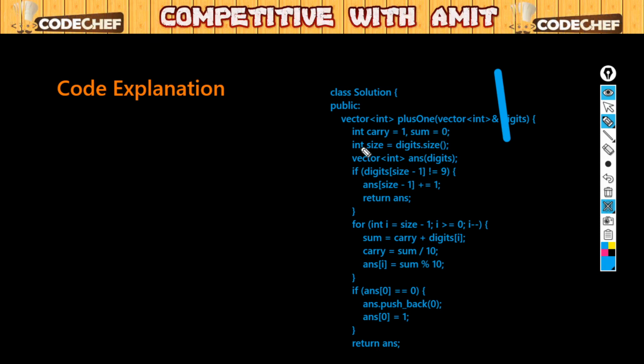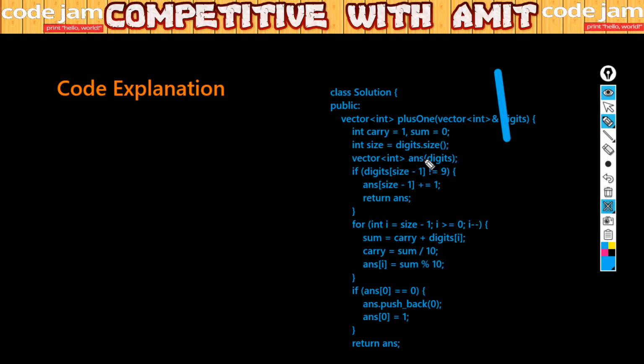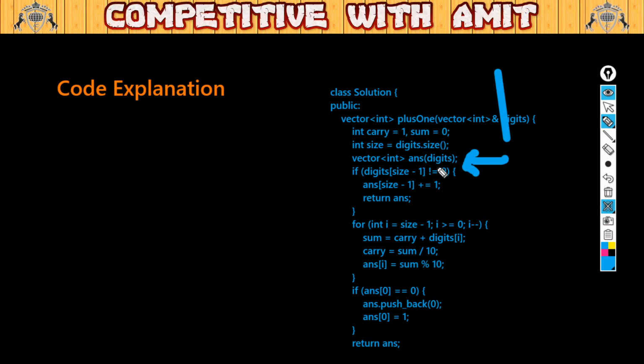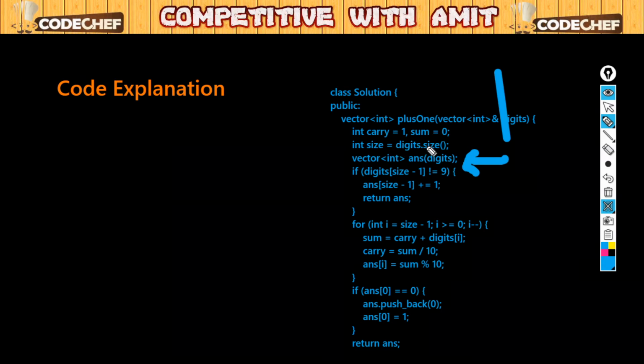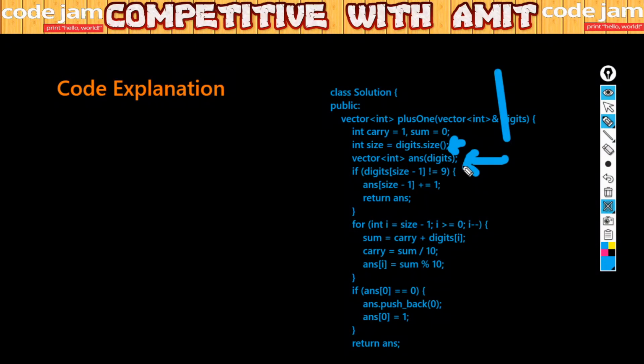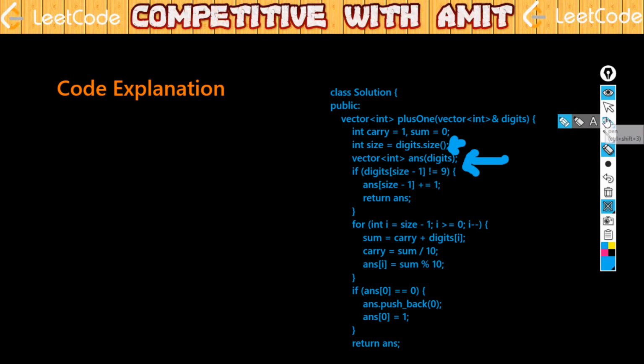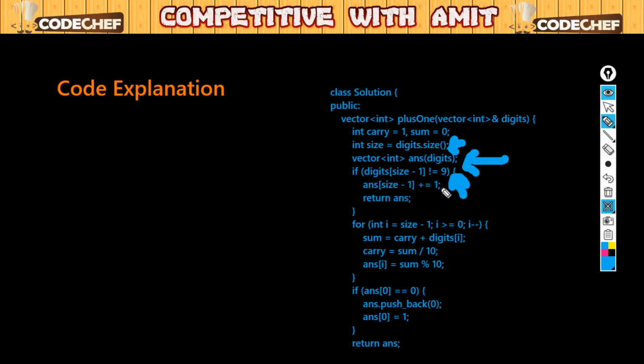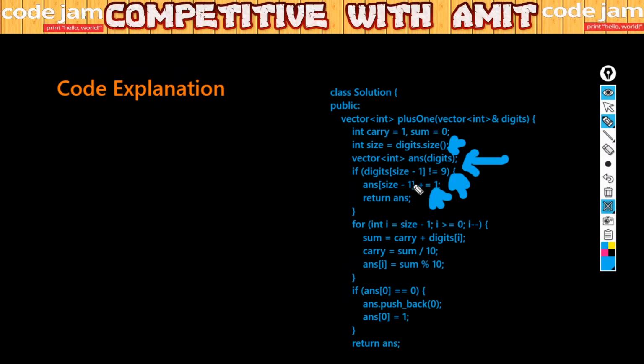After that, we have initialized the answer array with the digits, meaning every index is initialized with the digits, so digits is simply copied into it. Then we declare the size, which will be the size of digits. After that, we check the last digit to see whether it is 9 or not. If it is not 9, then we directly return after incrementing the last index. This is done by this line, and then we return the answer. Now this is not the condition.